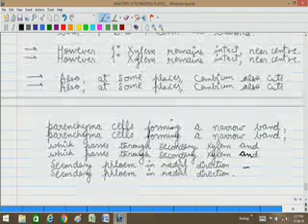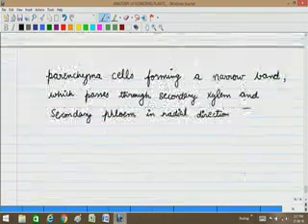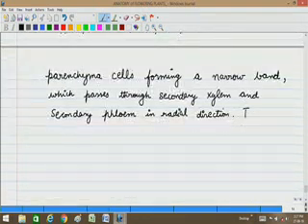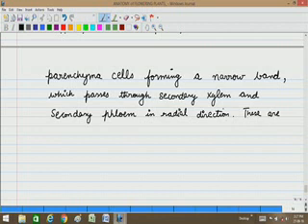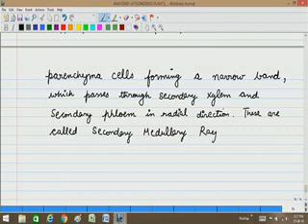All right. So we will write this. These are called secondary medullary rays.